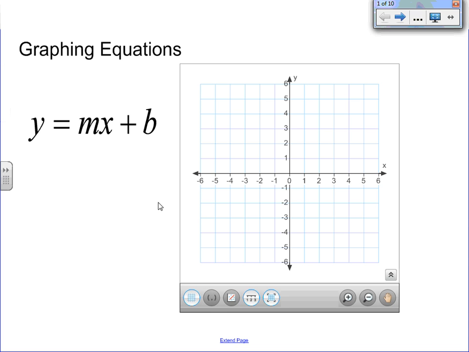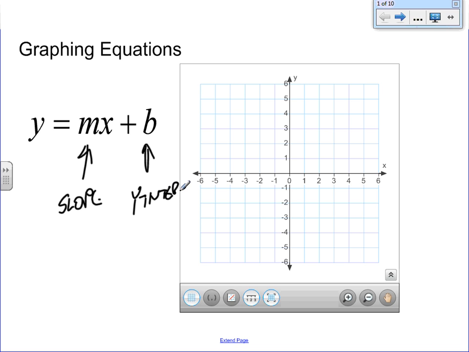So today we're going to learn about graphing equations, graphing lines that are in that slope-intercept form. We're going to need some sort of a straight edge to make this happen. We're familiar with y equals mx plus b. We've talked in class about how this might be the slope and this might be the y-intercept.